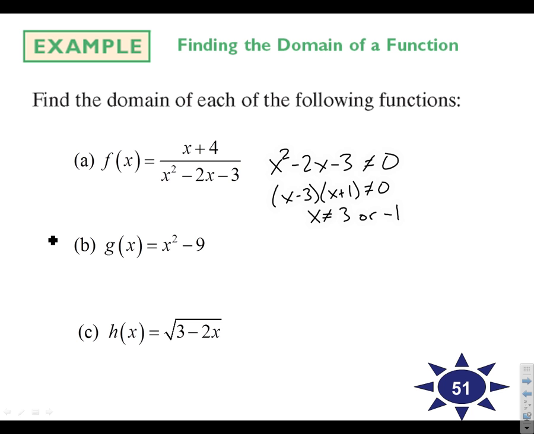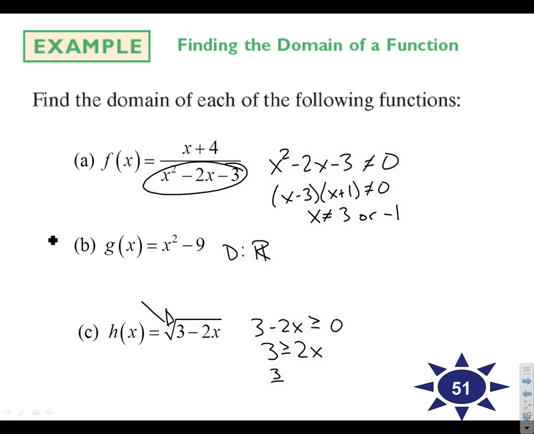In this one, the domain would be all real, because there are no denominators and there's no square roots like in the last one. So remember, in a square root, 3 minus 2x has to be greater than or equal to 0. So 3 has to be greater than or equal to 2x, and so 3/2 has to be greater than or equal to x, and we like to write it this way: x is less than or equal to 3/2. All right, try problem 51.